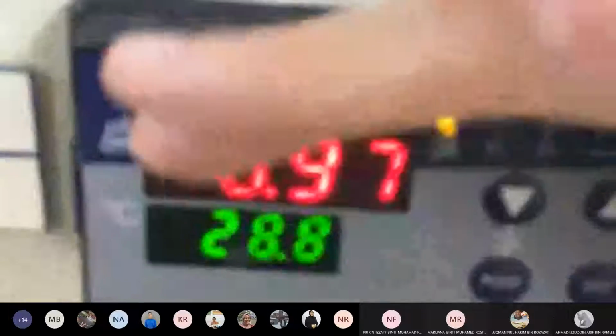Tengoklah senior kamu dah conteng. Dia tahu saya tak ingat kan, dia tolong contengkan untuk saya. So this is for single CSTR. This is for PFR. Tengok betapa baiknya dia takut saya lupa dia tuliskan. Ini PFR punya probe. This is for 3-stage CSTR. See? Dia tuliskan juga. 3-stage CSTR. So 3 stage, PFR, single stage.